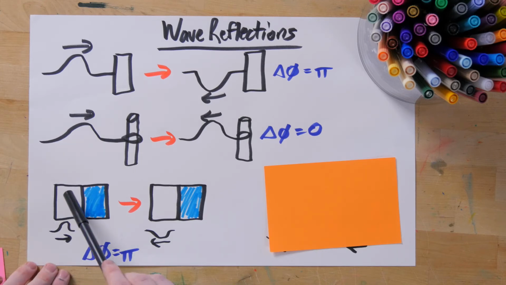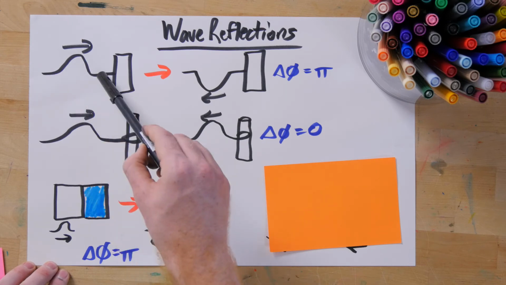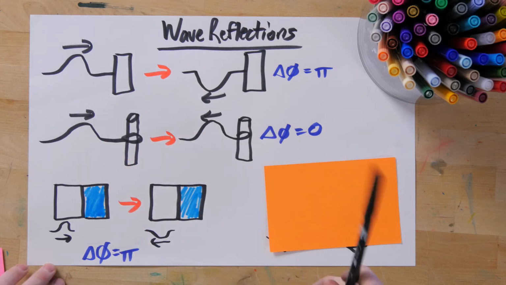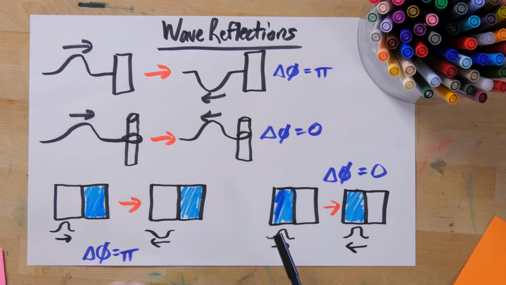Now that only occurs when we went from light to heavy, as we saw with a wave moving into a fixed point. Now in the reverse, if we have a wave traveling in a heavy medium toward a light medium, when it's reflected, it will maintain its phase. So change in phi will equal 0.